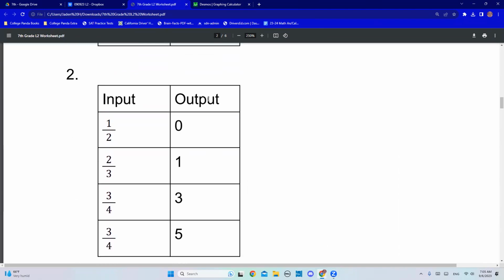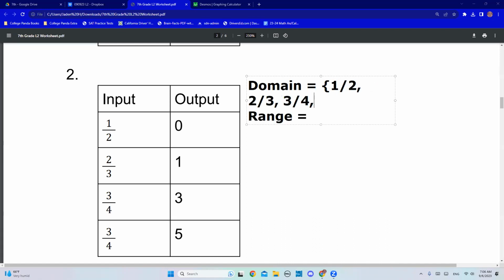All right, number 2. So as mentioned previously, the input will be the domain and the output will be the range. So the input for this one is the set we're given: 1/2, 2/3, 3/4, and 3/4. And the range would be 0, 1, 3, and 5. So now let's try plotting these all out to see if this is a function or not.